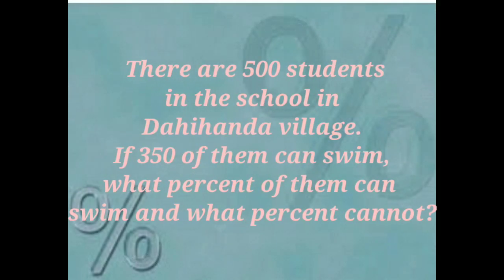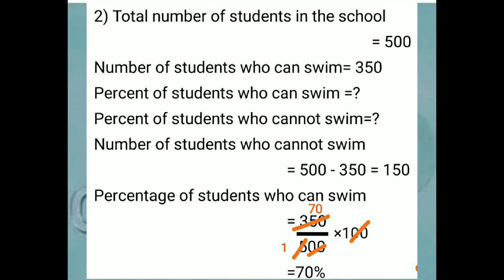Let's move on to the next question. There are 500 students in the school in Dahihanda village. If 350 of them can swim, what percent of them can swim and what percent cannot? Here they have provided us with the total number of students in the school and the number of students who can swim, on the basis of which we have to find out the percent of the children who can swim and the ones who cannot swim.